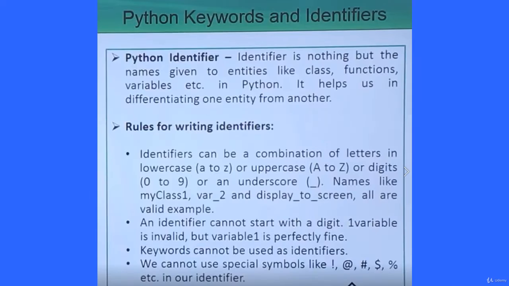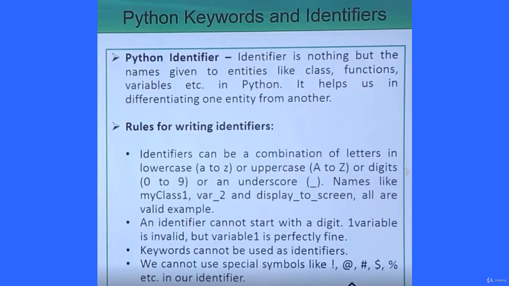Let us discuss Python identifiers. So Python identifiers is nothing but the names given to the entities like your class, functions, variables, etc. So that's why they will be known as the identifiers, and they will be used to name a class, to name a variable, to name a function. In Python, it helps us in differentiating one entity from another entity. So that's why all the function names should be distinct, all the variable names should be distinct.